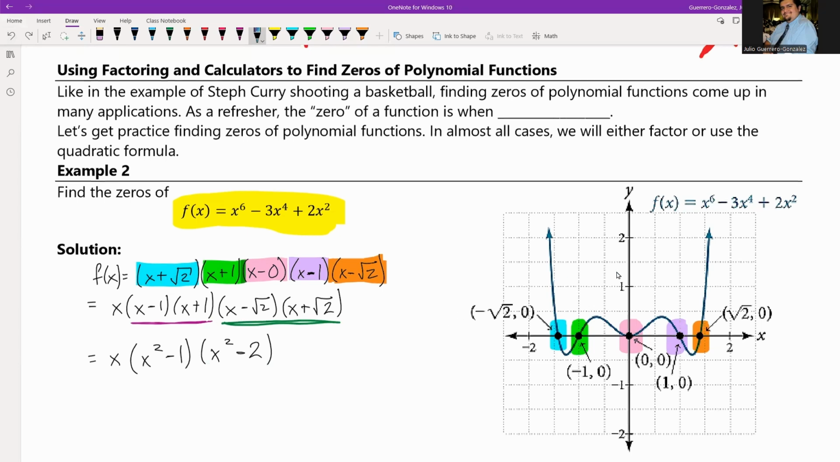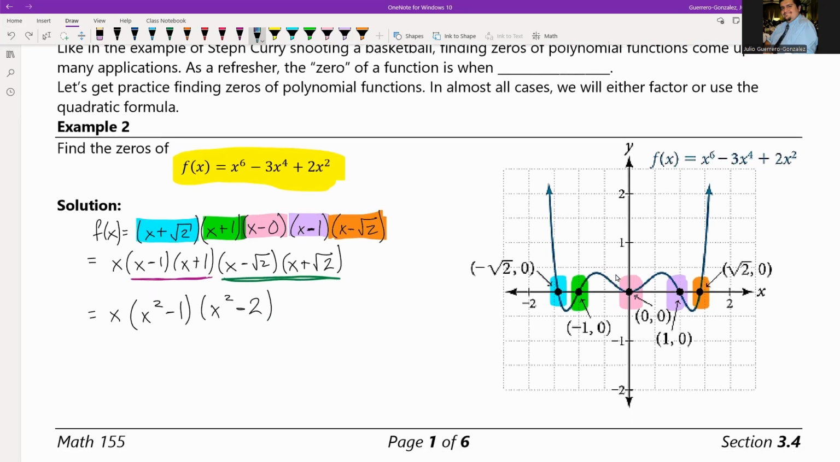Okay, I'm going to FOIL again. Like I said, I wanted to expand this entirely. So I'm going to expand these two now. I'm going to grab these two and multiply them out. So then this is going to be this: x times, I'm going to use FOIL, so the first two, x to the 4th, minus 2x squared minus x squared plus 2.